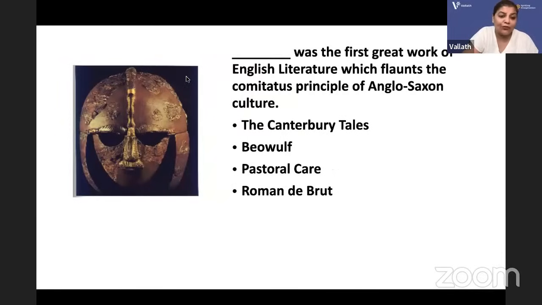Dash was the first great work of English literature which flaunts the comitatus principle of Anglo-Saxon culture. Ankita, you got to tell us, what is comitatus principle? So I learned about this concept very recently when I was going through some PYQs of entrance papers, and I learned that comitatus principle actually refers to the code of brotherhood and fraternity which was followed in the contemporary Anglo-Saxon culture and society. It was a method of conduct also in brotherhood.